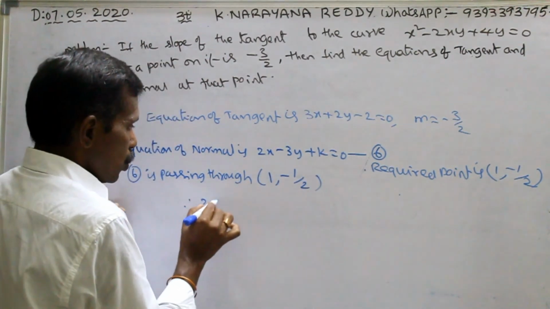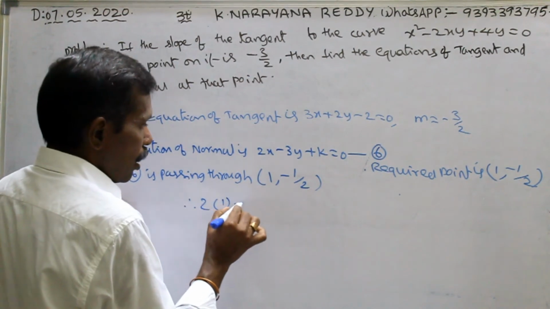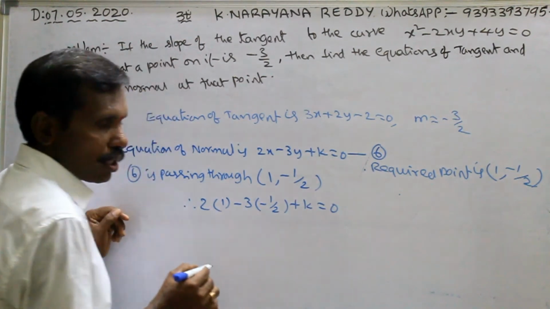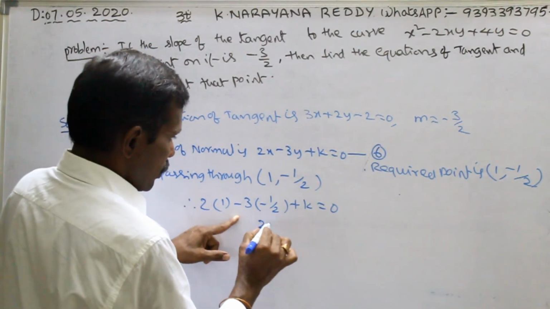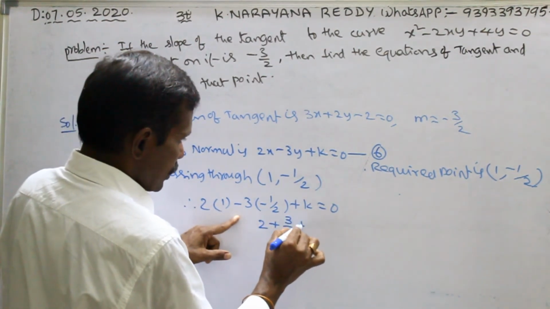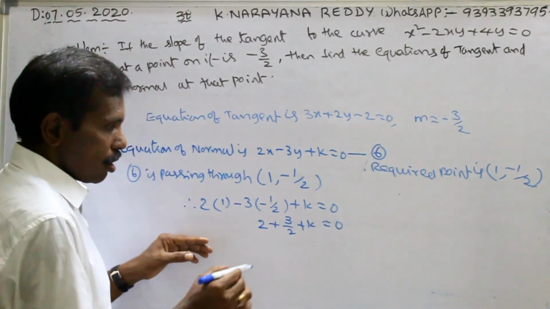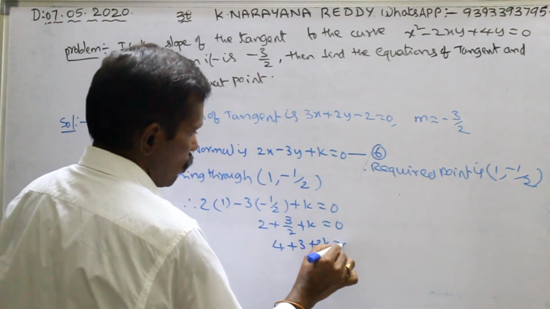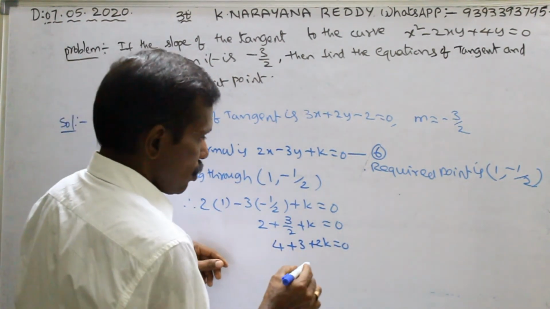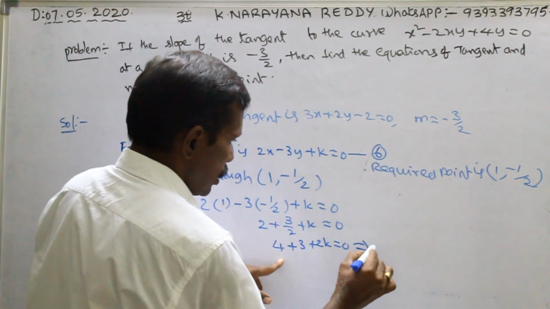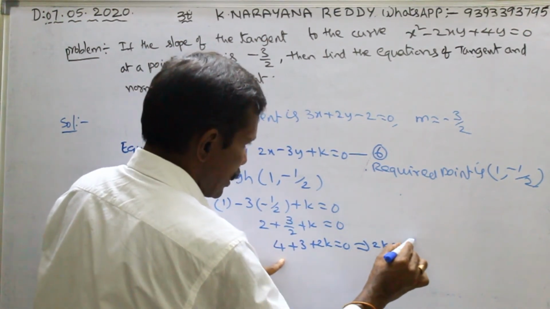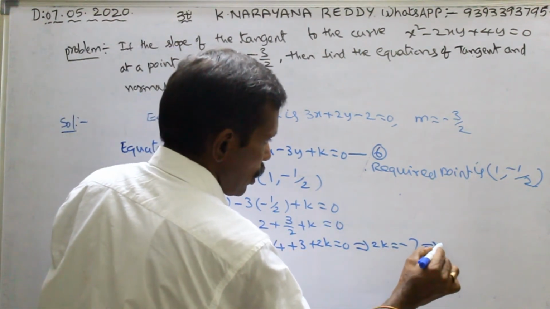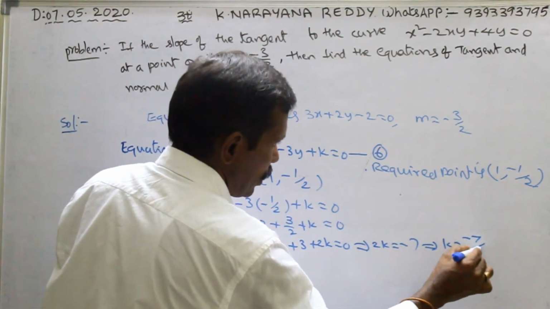Therefore, 2 into x means 1, minus 3 into y means minus half, plus k equals to 0. 2 minus into minus plus 3 by 2 plus k equals to 0. 4 plus 3 plus 2k equals to 0. Now this implies 2k equals to minus 7. Yes, 7 goes to right side. That means k equals to minus 7 by 2.